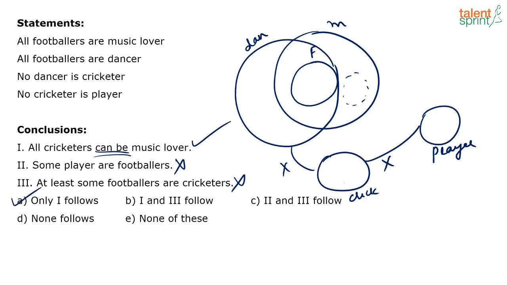Third one was at least some footballers are cricketers. Again, not sure, right? Here, since it is a possibility, we are taking that to be true. All cricketers can be music lover. Yes, they can be. If they say all cricketers are music lover, then you consider that to be false.